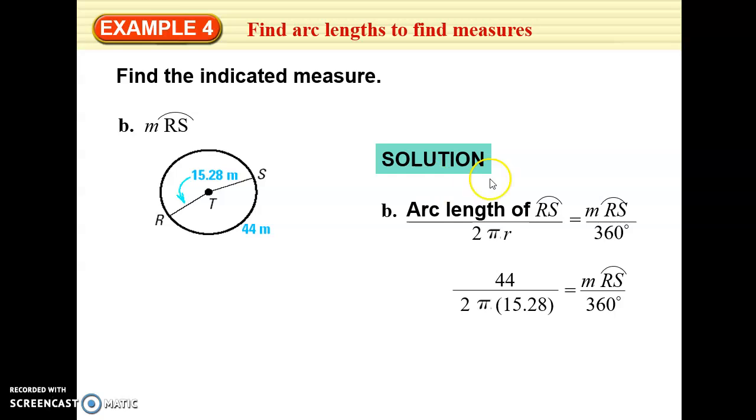Now, we only have to solve for the measure of RS. Remember, the unit will be degrees. That is the final result.